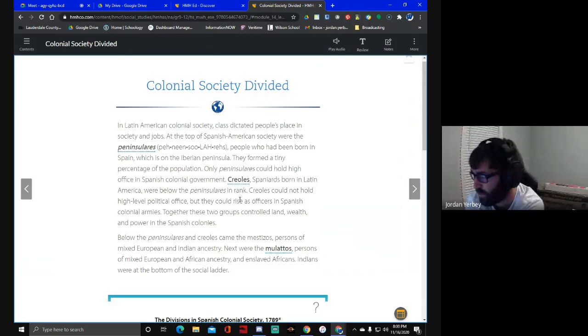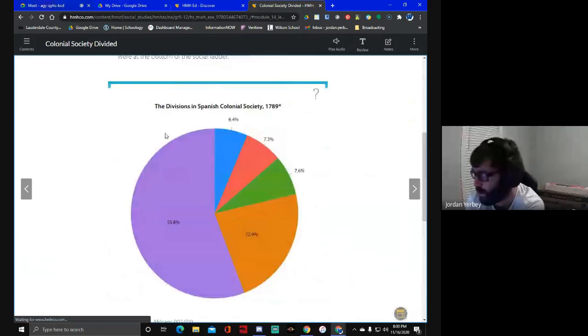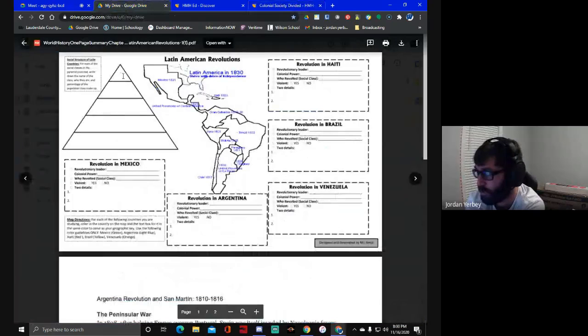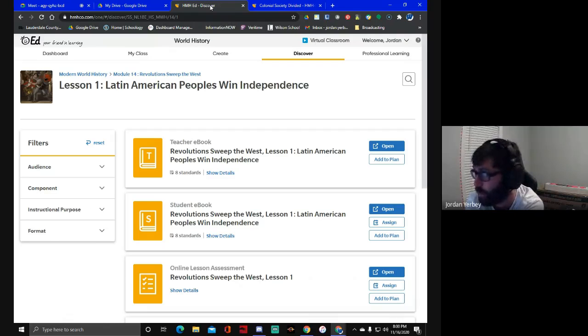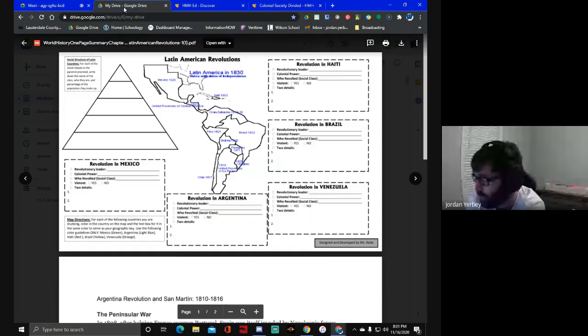But in this, you can see the makeup of this pyramid. At the very top, you have the peninsulares, and it says what you're supposed to do for each social class in the pyramid provided. Write down the name of the class, who they are, and the percentage of society they make up. So here, if you read, you'll see that at the top of the Spanish American Society were the peninsulares, people who were born in Spain but now live in Latin America. And so they would be at the top.